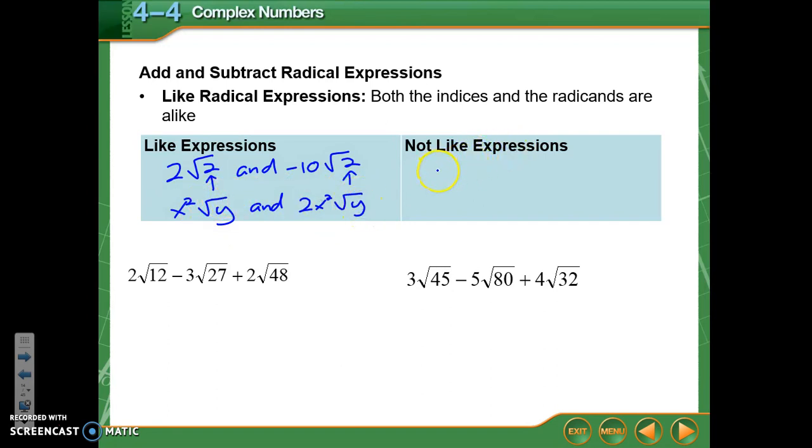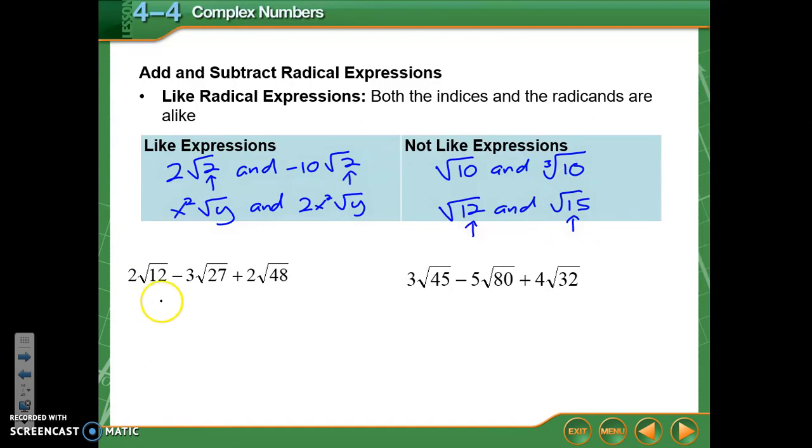A not like radical would be like the square root of 10 and the cube root of 10. They both have the same radicand, the same number under the radical sign, but one is a square root and one is a cube root. If I have the square root of 12 and the square root of 15, those are both square roots, but one is a 12 and one is a 15, so I would not be able to add or subtract them.